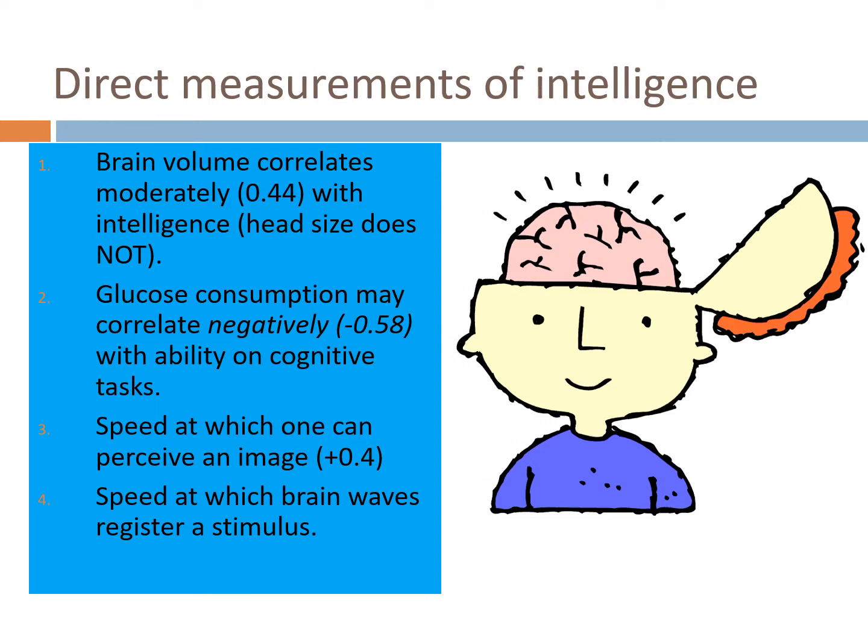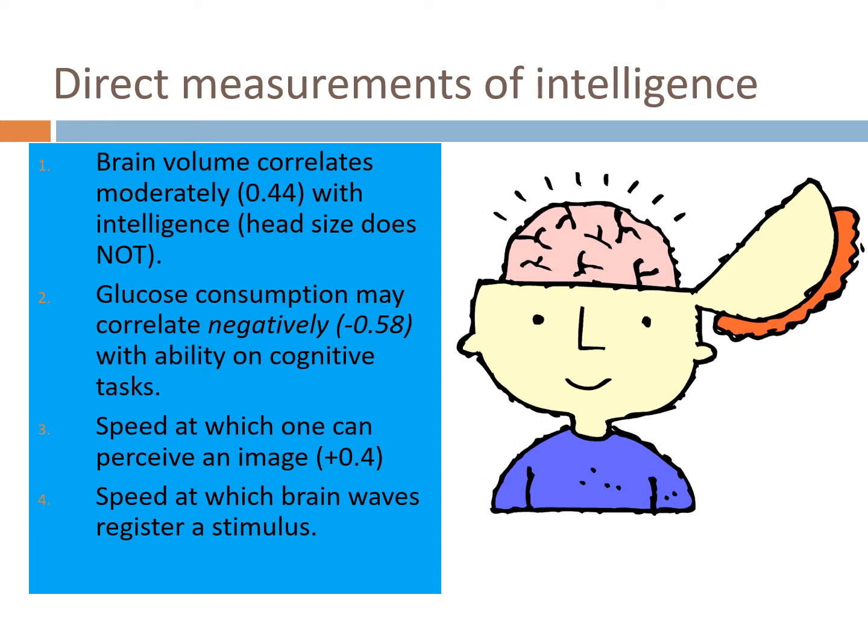There are several direct measures of intelligence today that are still used. Brain volume correlates moderately, at 0.44, with intelligence, but head size does not, right? So volume can correlate a little bit with intelligence, but the actual size of the head does not. Glucose consumption may correlate negatively, right? So the less glucose your brain is consuming, the less of an ability you'll have on cognitive tasks. The speed at which one can perceive an image could be used as a quantifiable measure of intelligence, as well as the speed at which the brain waves register a stimulus, right?